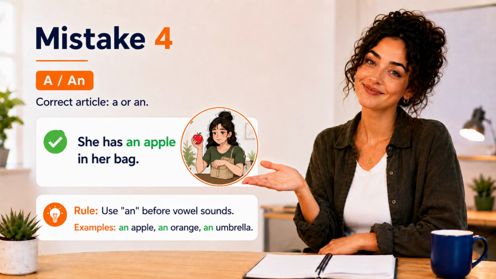The correct sentence is, she has an apple in her bag. Listen again. She has an apple in her bag. Use an before vowel sounds. For example, an apple, an orange, an umbrella, but use a before consonant sounds. For example, a book, a student, a car. So remember, a book, but an apple.